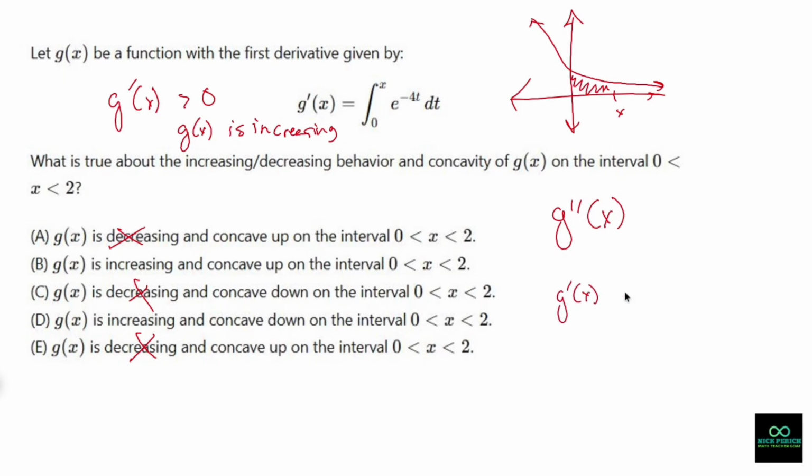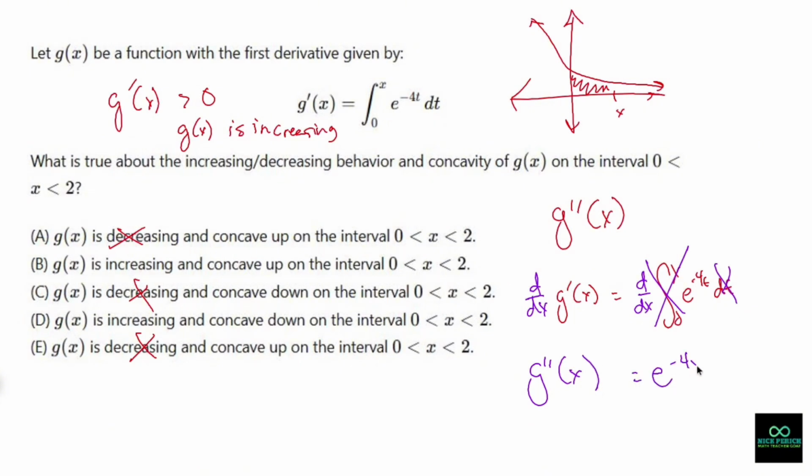G prime of x is equal to the integral from 0 to x of e to the negative 4t dt. If I were to take d/dx of both sides, that would be me finding the second derivative. That would give me g double prime of x, and the derivative of the integral just cancels out. So g double prime of x is just e to the negative 4x, which reverts back to this picture right here.